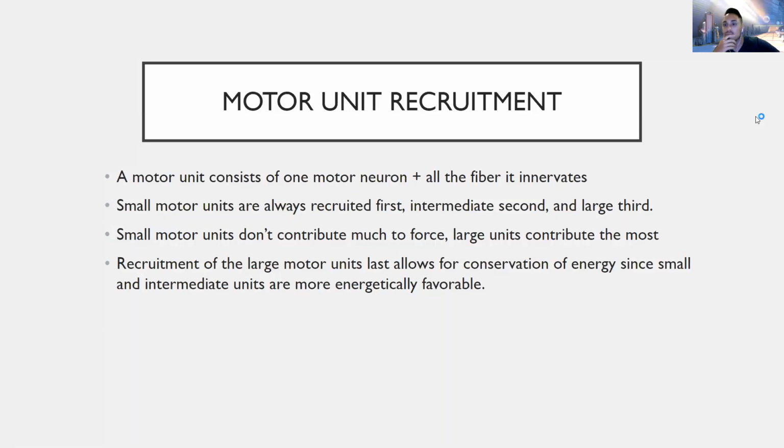But the reason we recruit the large motor units last and the small ones first is in order to conserve energy. The small and intermediate units are much more energetically favorable to use, versus the large units, which require much more ATP, and it's just not an efficient way of carrying out contraction over a long period of time.